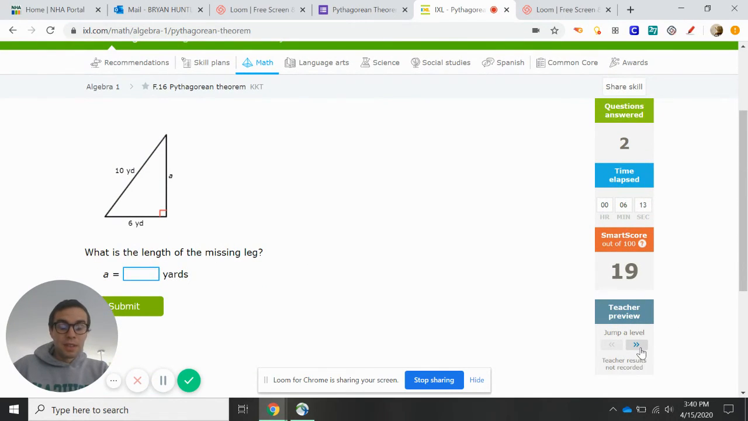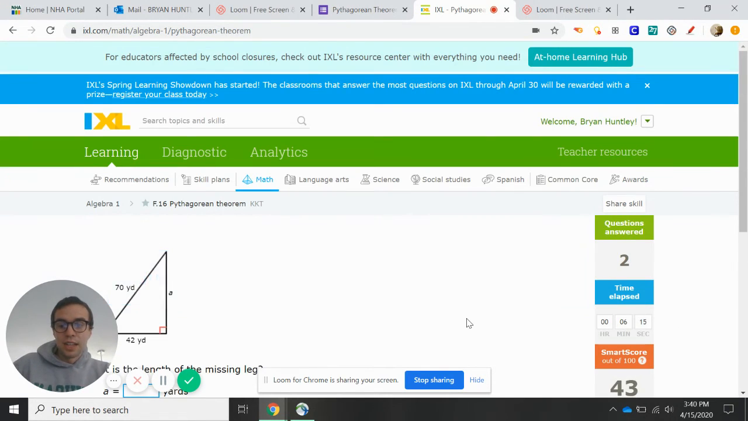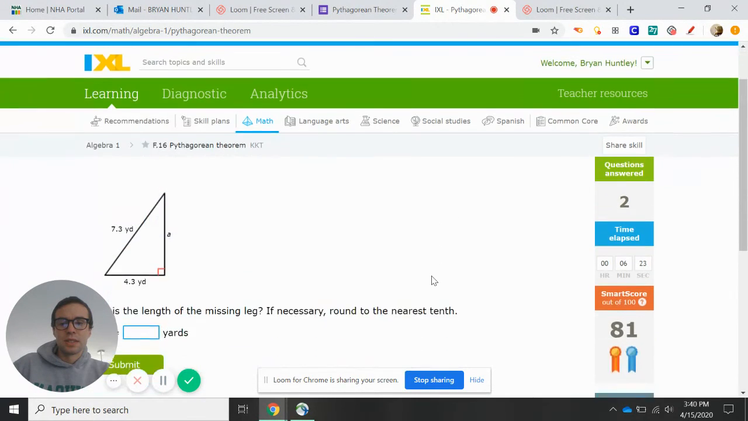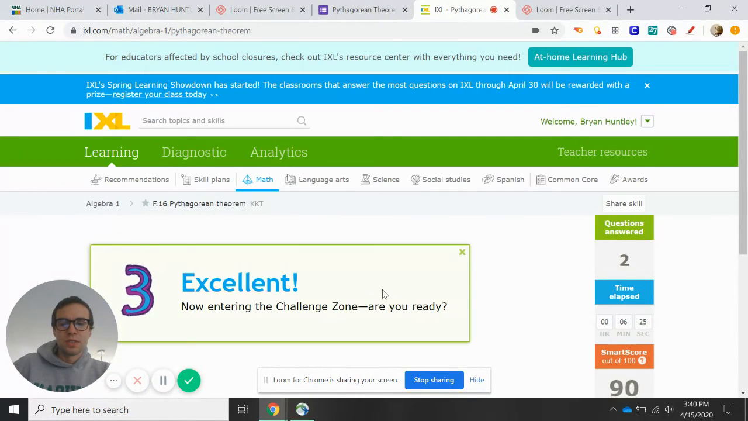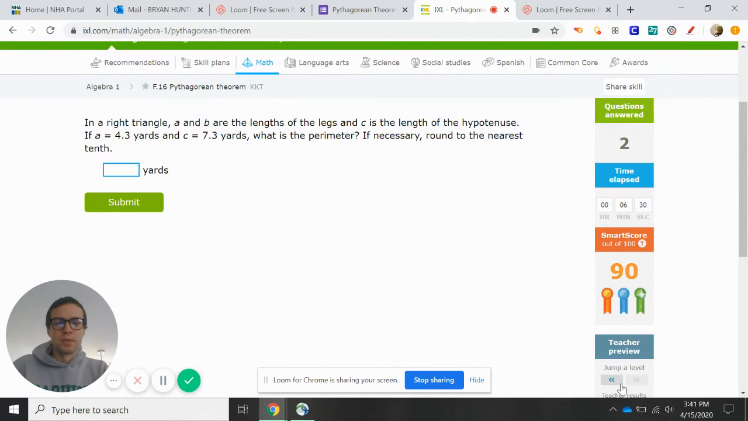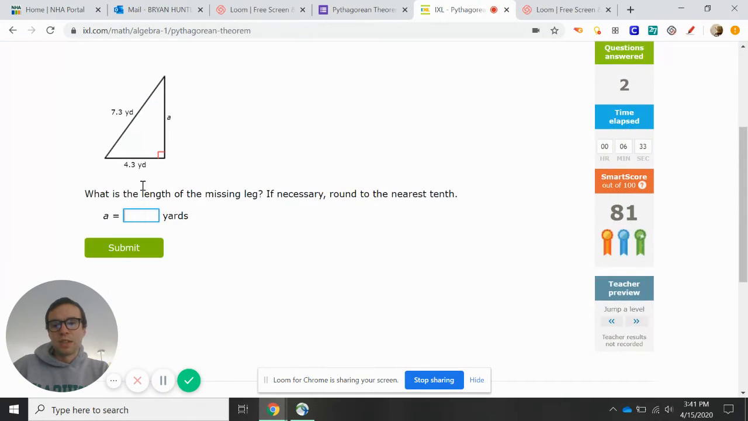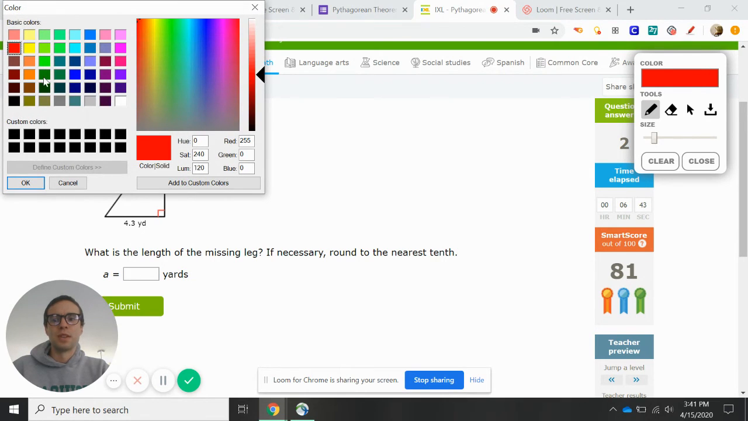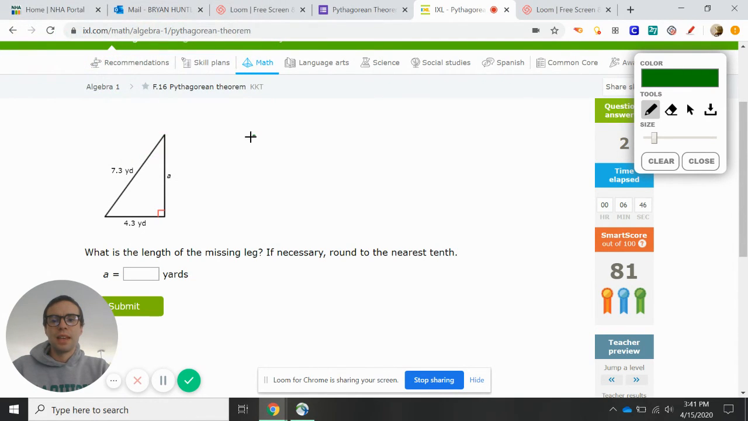Now let's see, I'm going to jump here to the next level. So this is using bigger numbers, still bigger numbers, decimals, challenge zone. It seems like they're always, so this will just be like word problems. So eventually I'm going to give it to you where the hypotenuse is missing. So this one is not going to do that for you. So again, you would just put all these numbers in for that a squared plus b squared equals c squared.